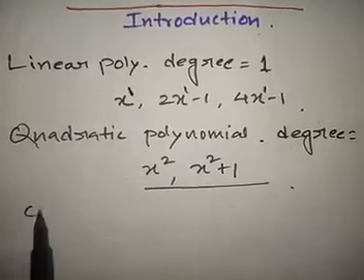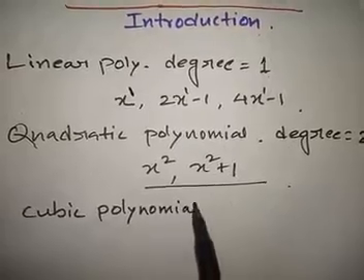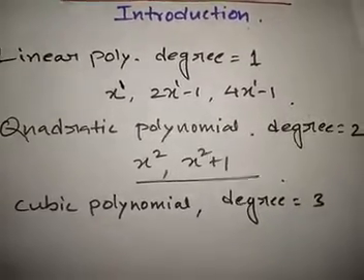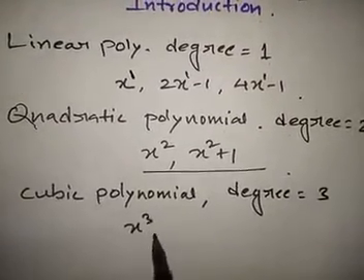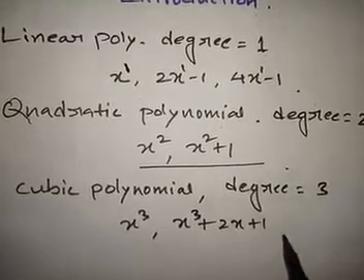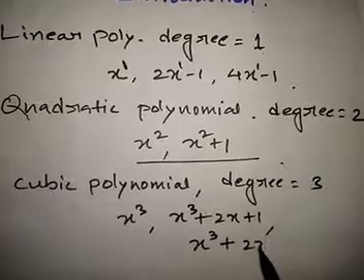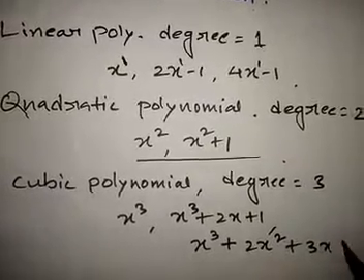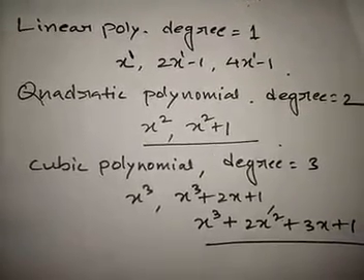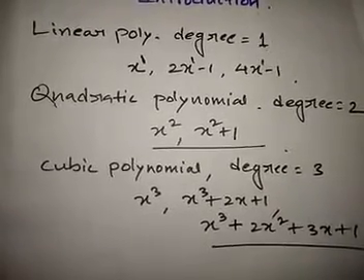Then we have discussed cubic polynomial. In cubic polynomial the degree is 3. For example, x cube, then you can have x cube plus 2x plus 1. Then suppose x cube plus 2x square plus 3x plus 1. All these are examples of cubic polynomial where the degree is 3. We have discussed all these three topics in our polynomial chapter.